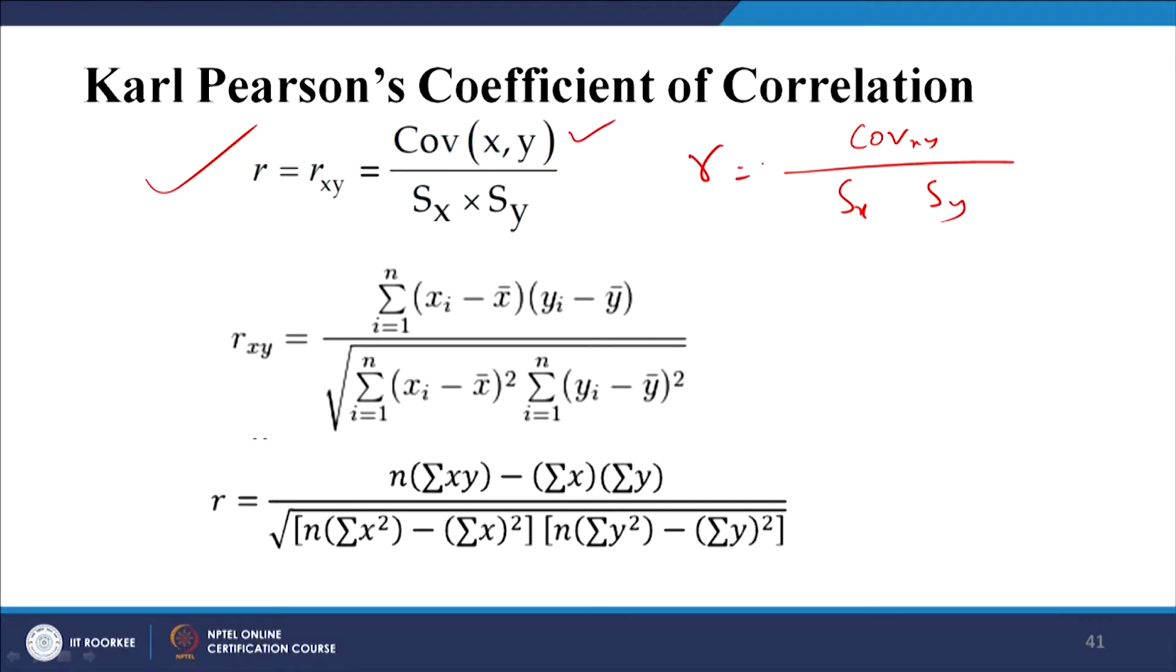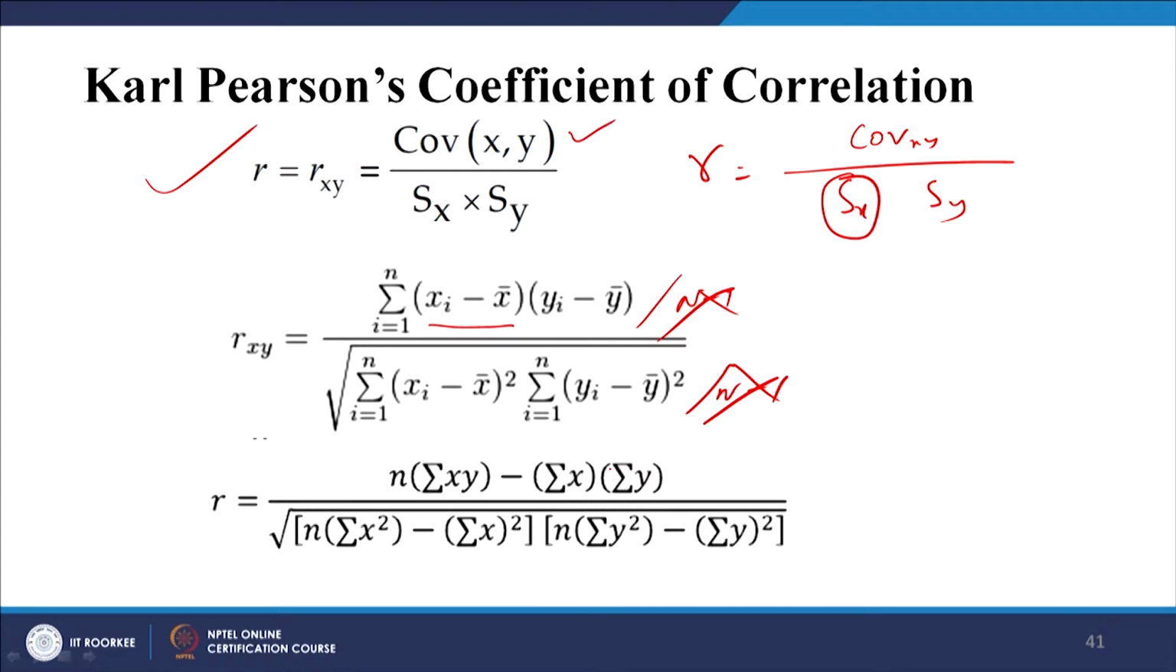So, if I break it, how does it look like? Xi minus x bar, right, is the covariance part, into yi minus y bar. So, xi and yi are the observed values, and x bar and y bar are the corresponding means for x and y, divided by root over of the formula for standard deviation, which is x minus x bar square, into root over of y minus y bar square. The n minus 1 here and the n minus 1 here actually are cutting each other. So, that is why we are not showing it, it is not required anymore, right.